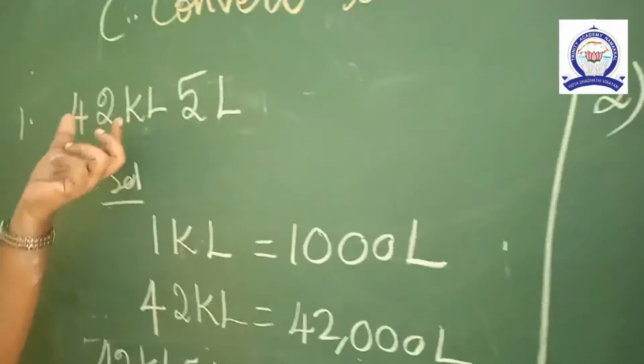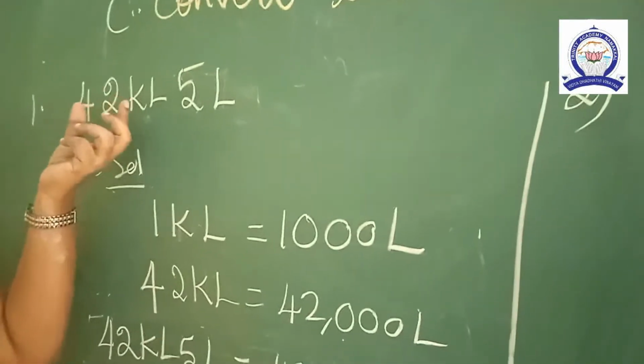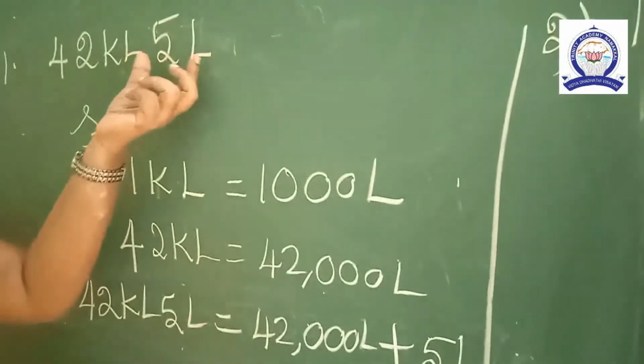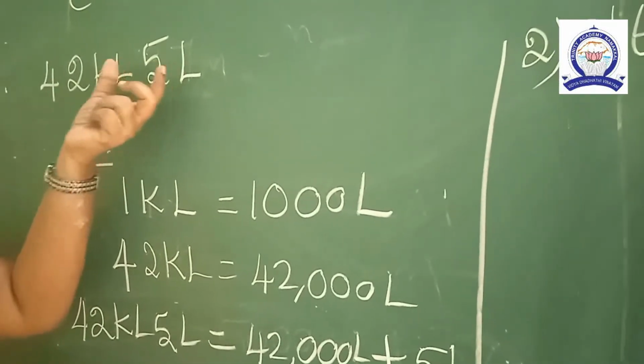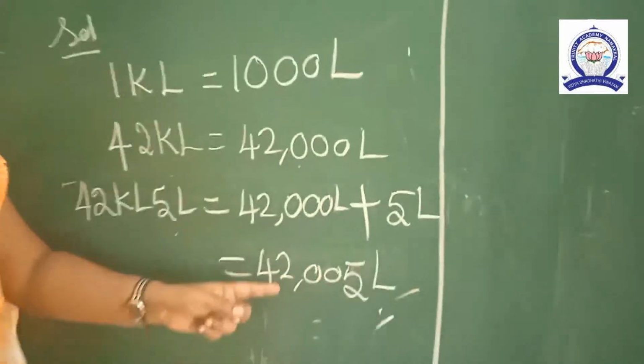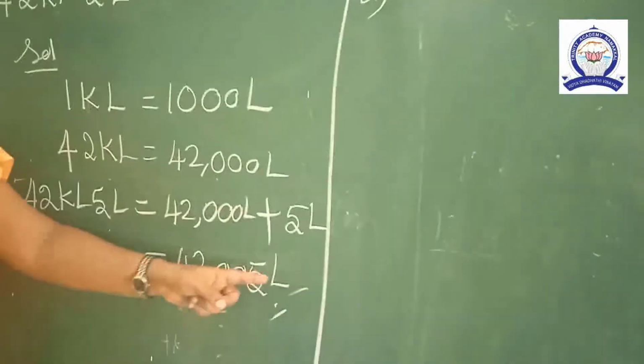So 42 kiloliter லிட்டரா கன்வெர்ட் பண்ணிட்டு அந்த ஆன்சர் கூட ஆல்ரெடி 5 லிட்டர் தான் இருக்கு. So you add 5 liter to that answer. So you will get 42,005 liter.